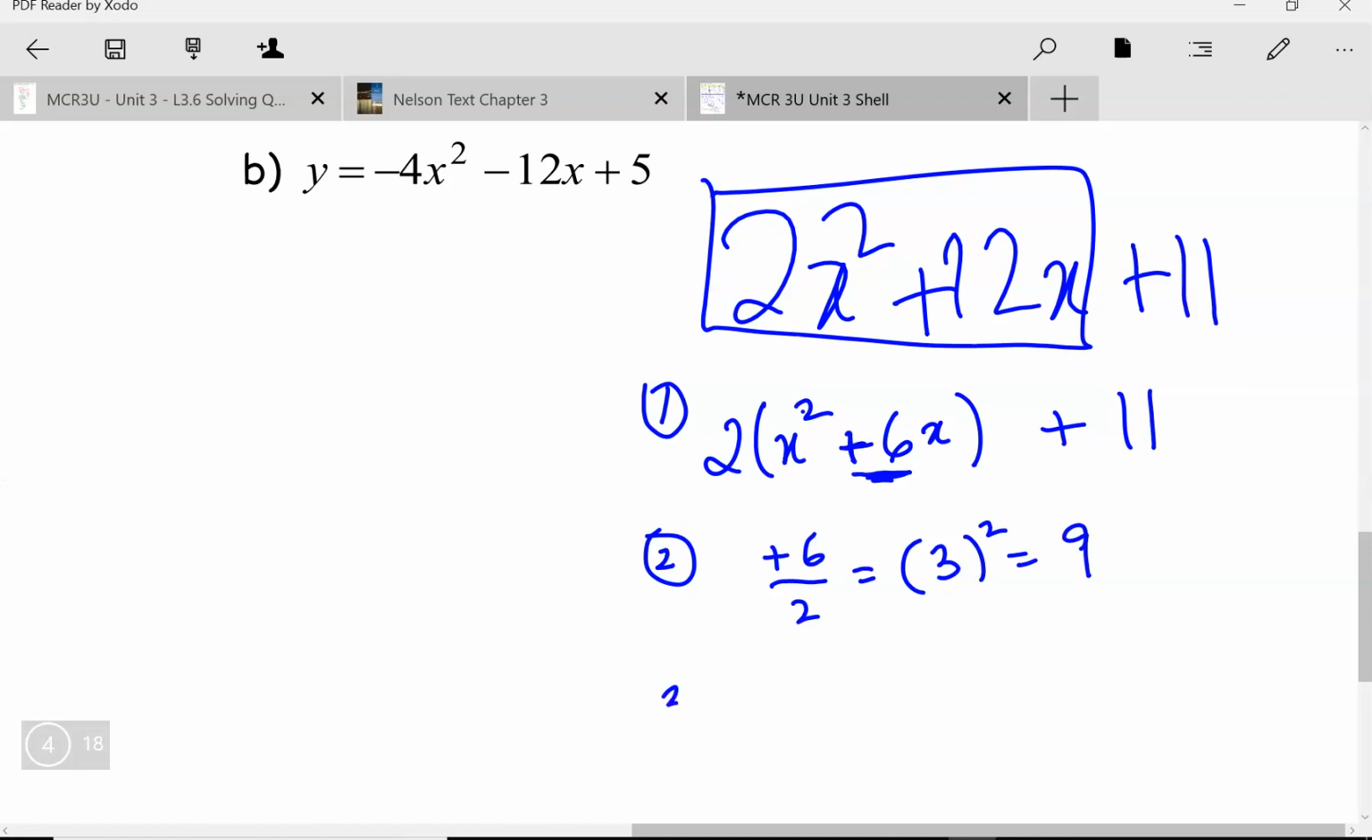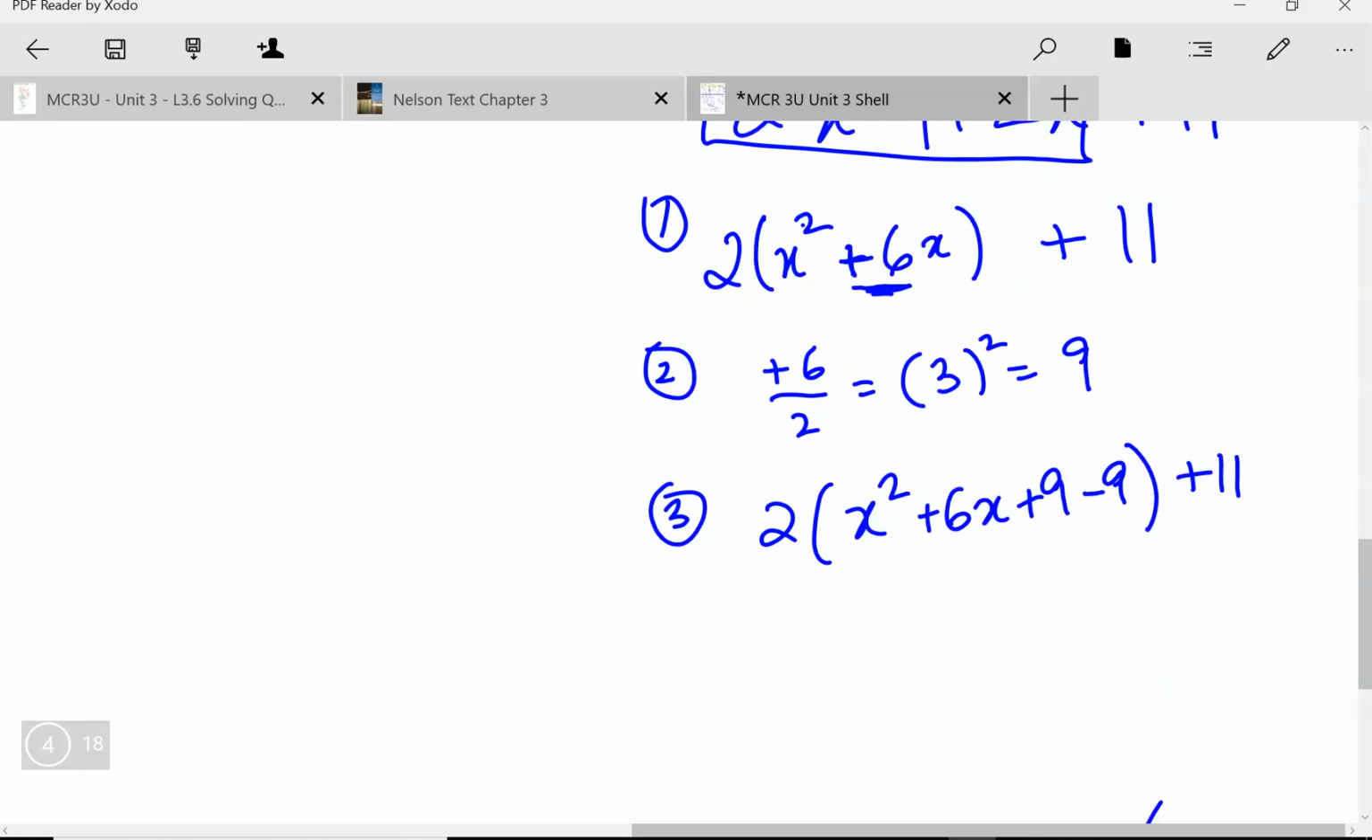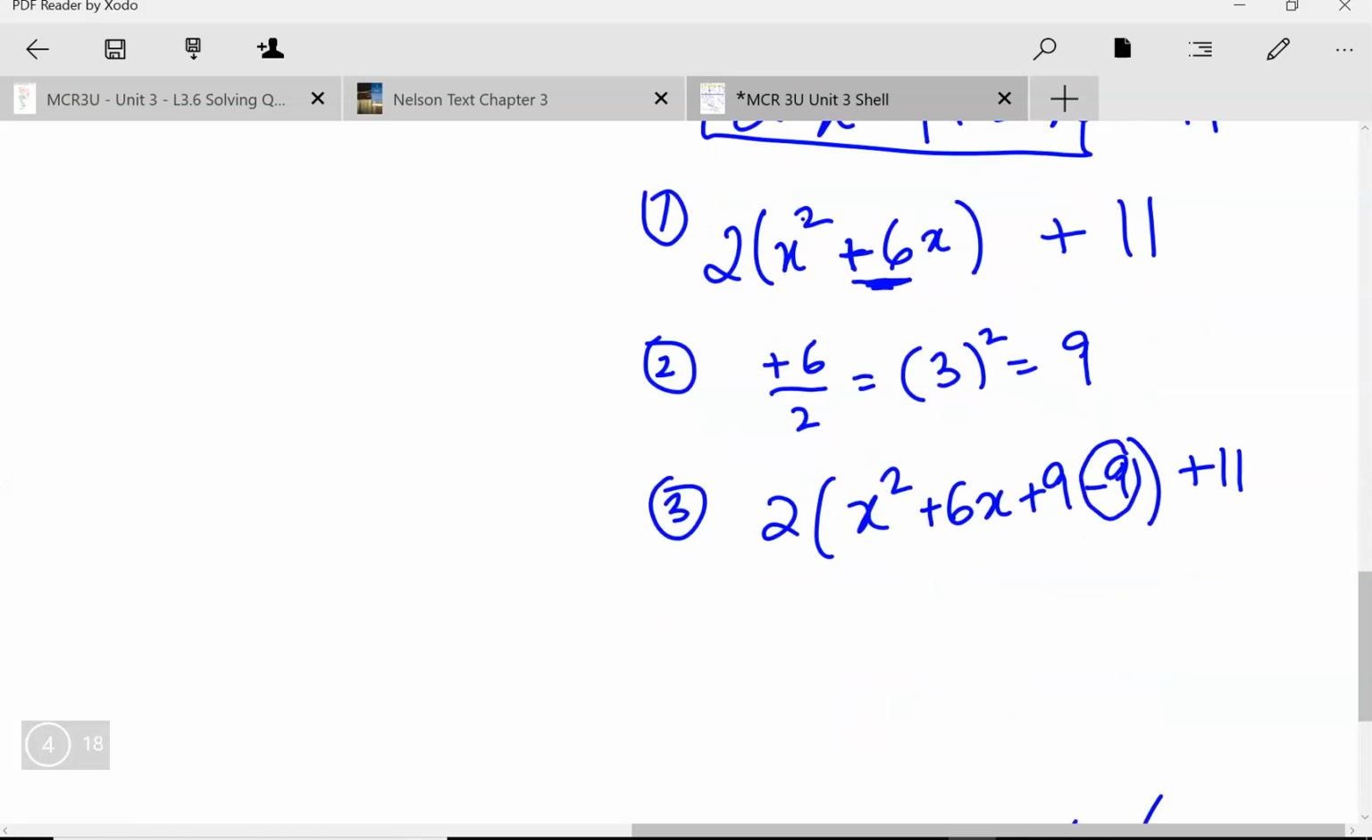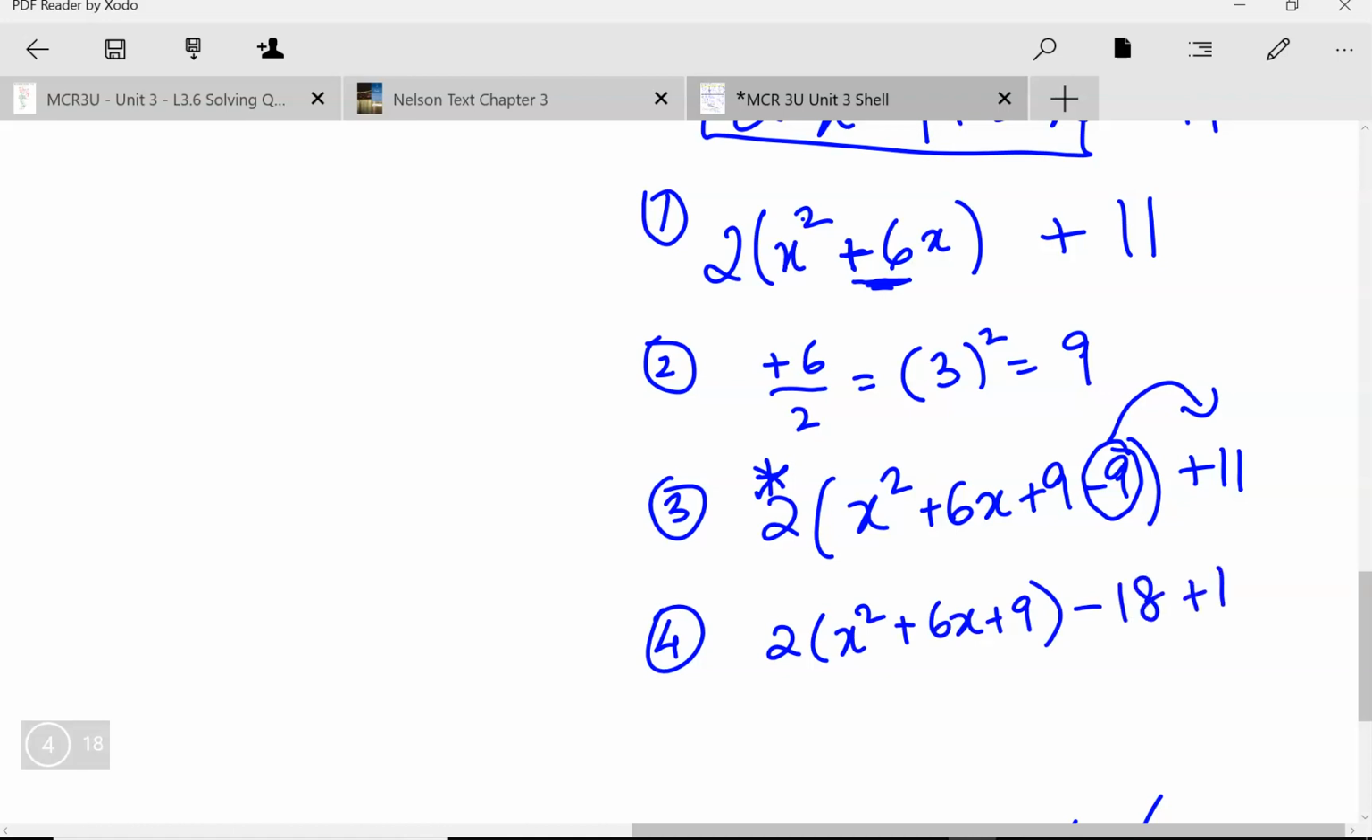This 9 is our so-called magic number, which is actually just h squared, and we are going to add that number and subtract that number inside the bracket. That's step 3. Step 4 is taking this subtracted part outside the bracket, but don't forget to combine it with anything that's in front of the bracket. So this becomes minus 18 when it goes out.